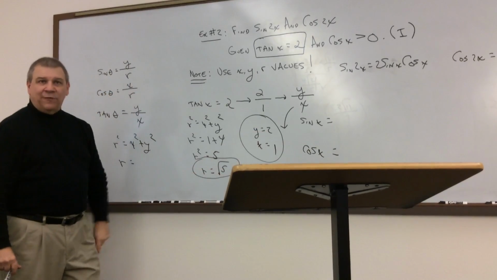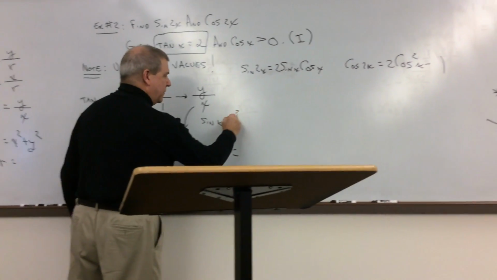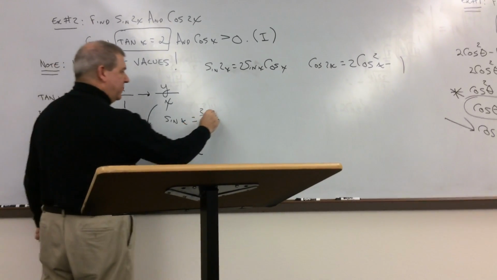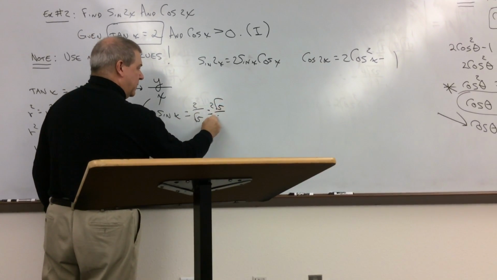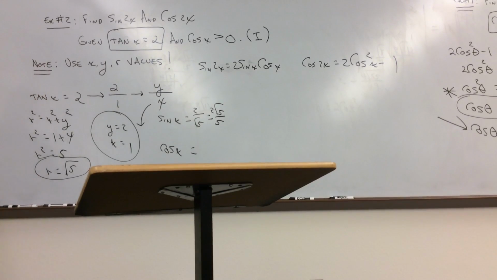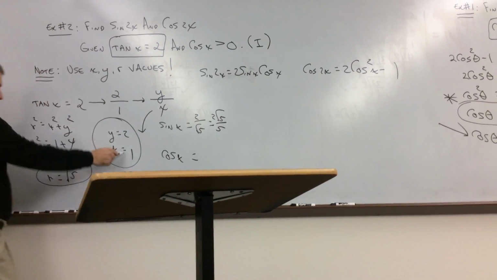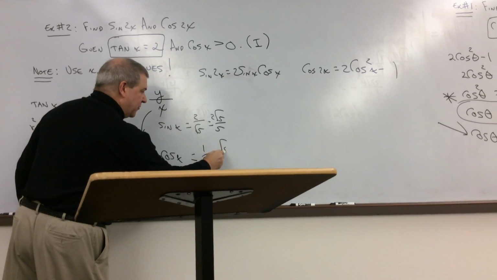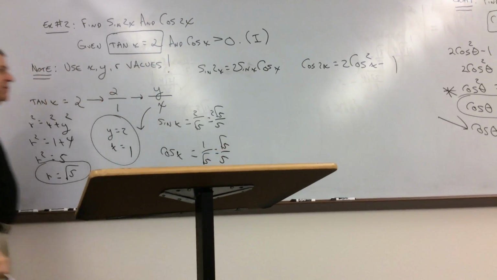2 over radical 5. So what's this equal? There's sine of x. 2 radical 5 over 5. And what's the trig definition for cosine? It's x over r. 1 over radical 5 equals radical 5 over 5.